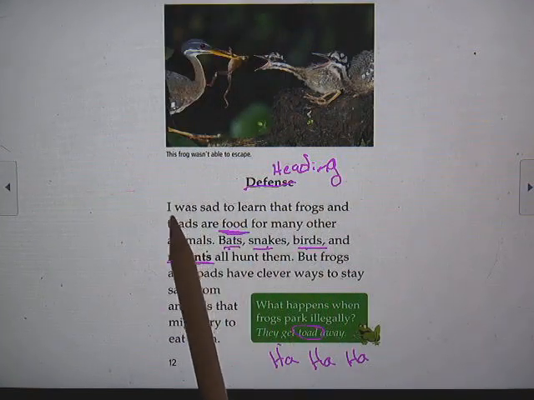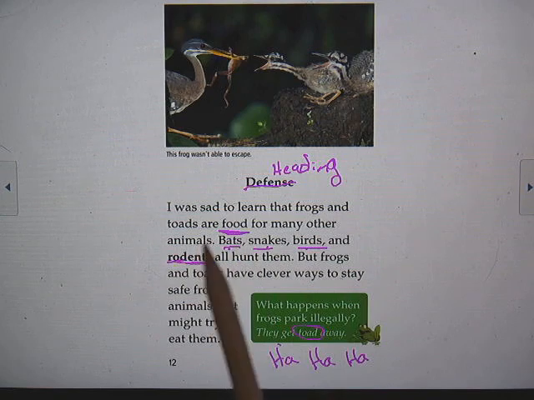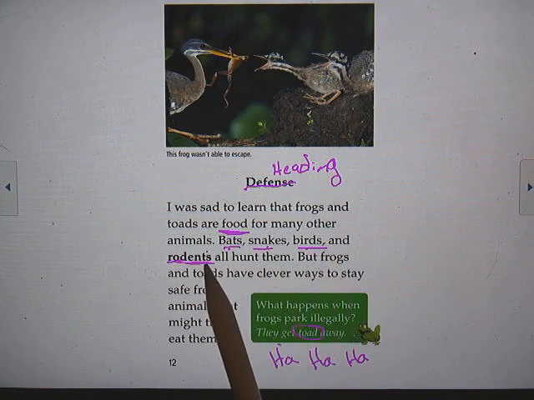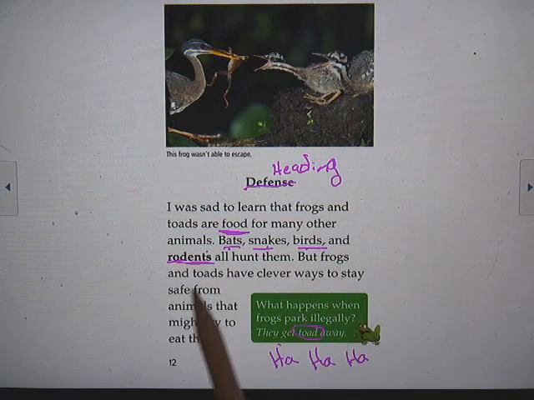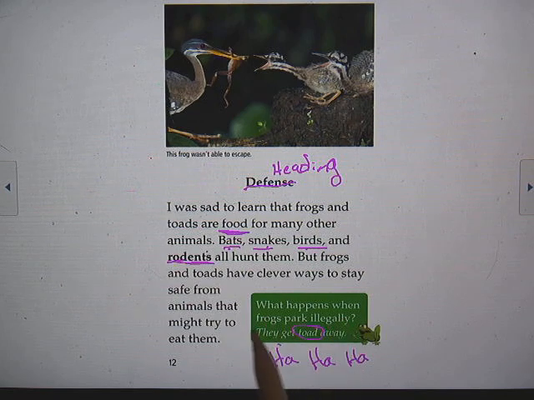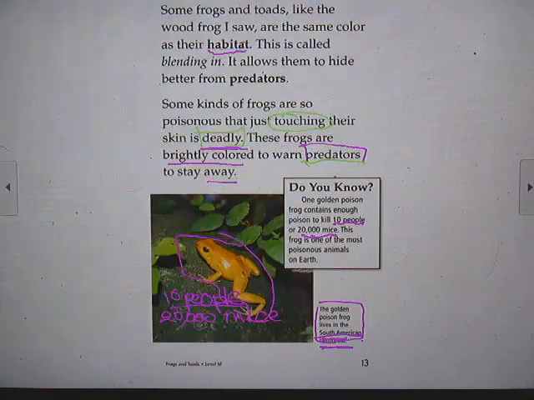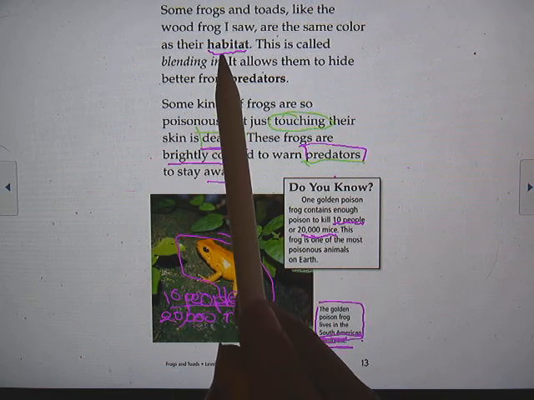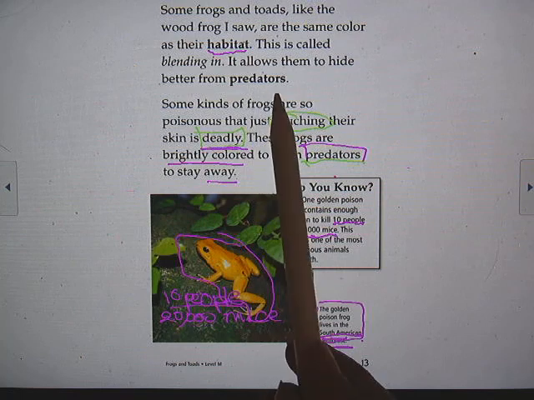Defense. I was sad to learn that frogs and toads are food for many other animals. Bats, snakes, birds, and rodents all hunt them. But frogs and toads have clever ways to stay safe from animals that might try to eat them. The frog wasn't able to escape. What happens when frogs park illegally? They get towed away. Some frogs and toads, like the wood frog I saw, are the same color as their habitat. This is called blending in.